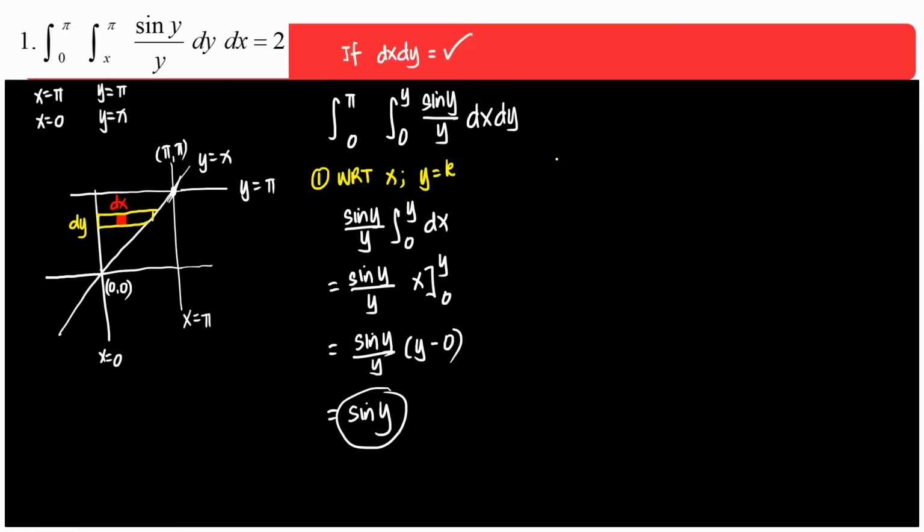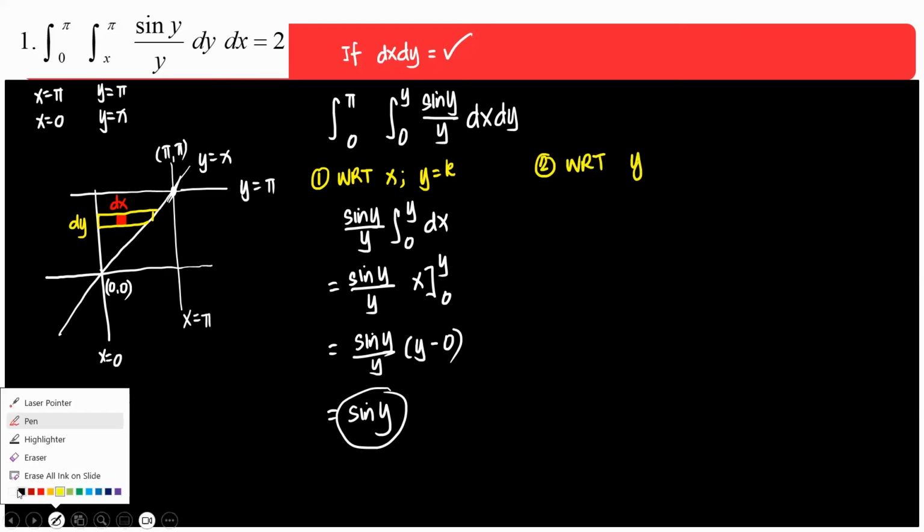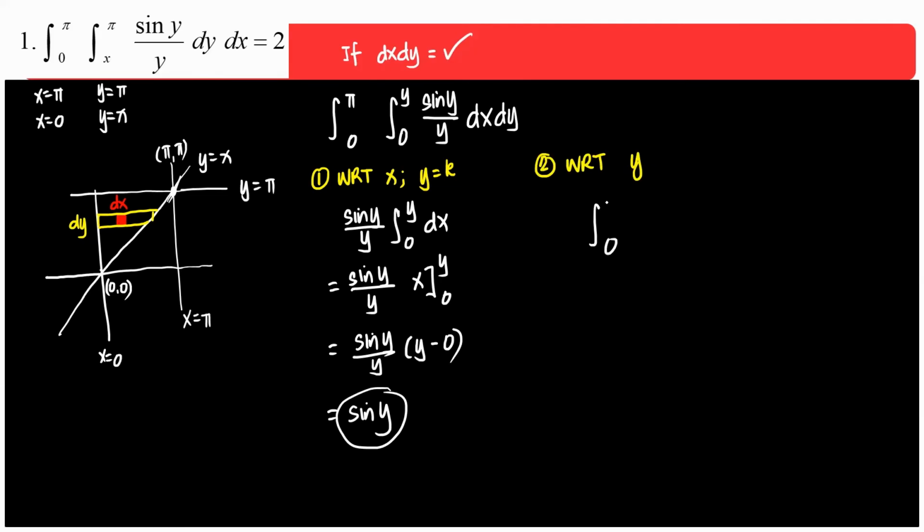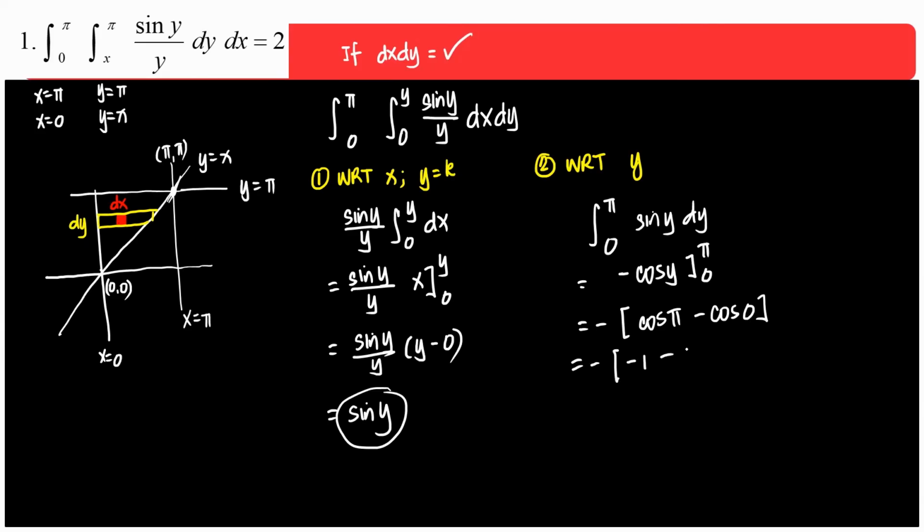Now, we are finished with this. Let's integrate with respect to y, from 0 to pi of sine y dy. You know that this one is readily integrable. The answer is negative cosine of y from 0 to pi. So let's bring out the negative sign so it does not confuse us. Cosine of pi minus cosine of 0. Cosine of pi is negative 1. Cosine of 0 is 1. So negative 2. The answer is 2.